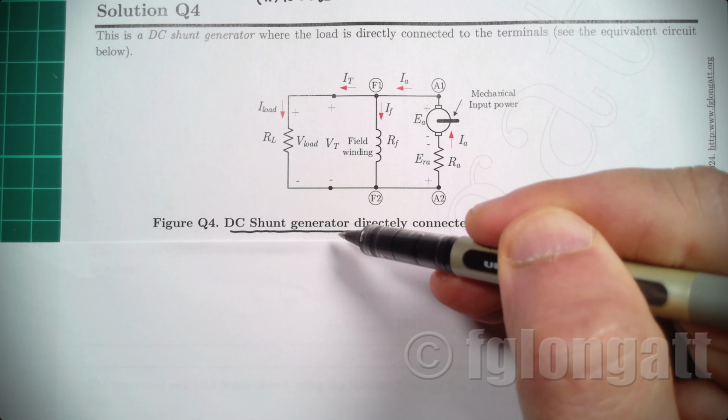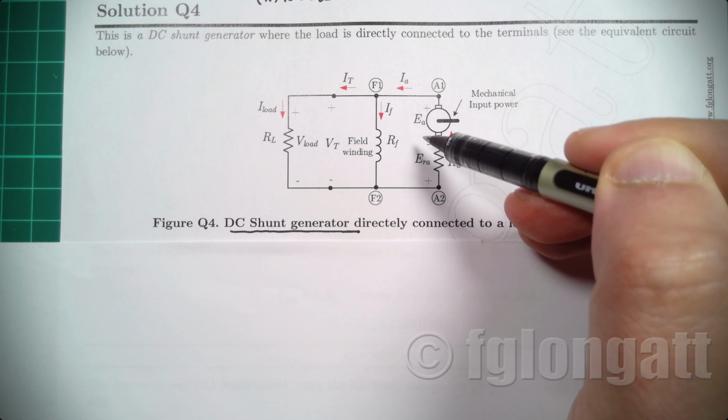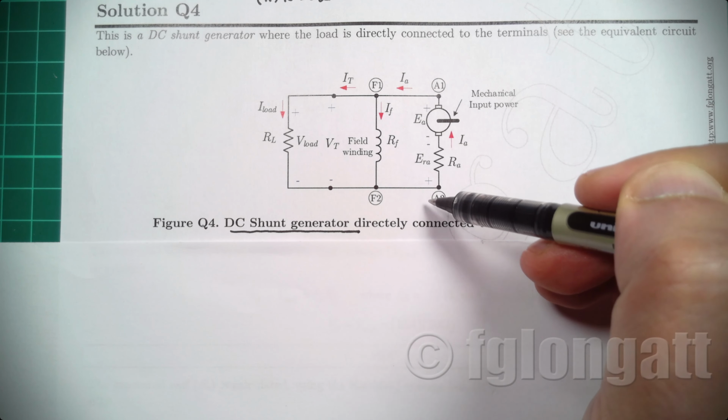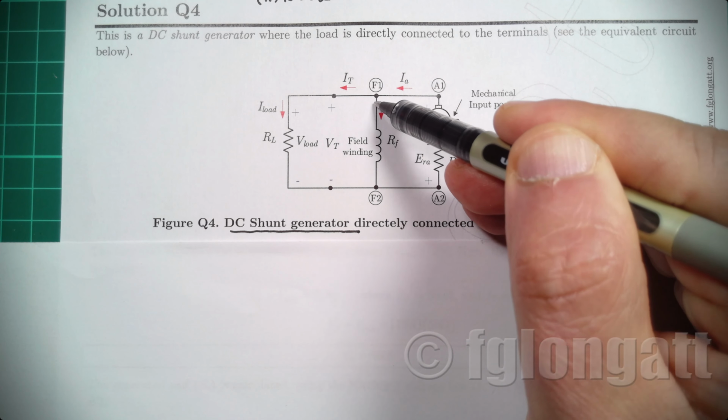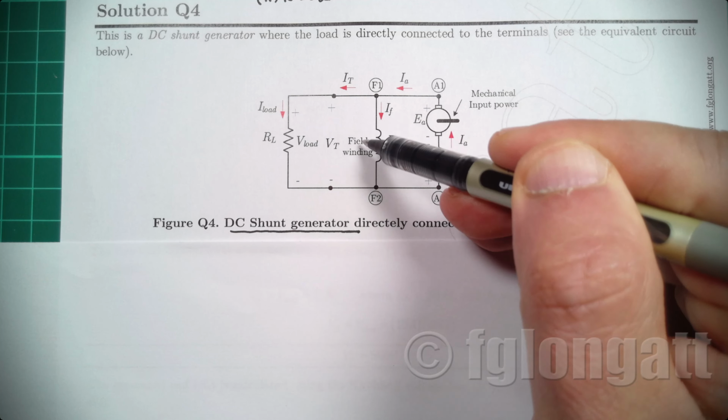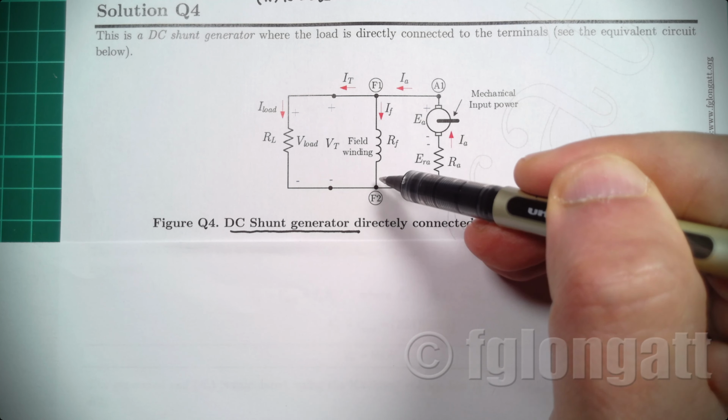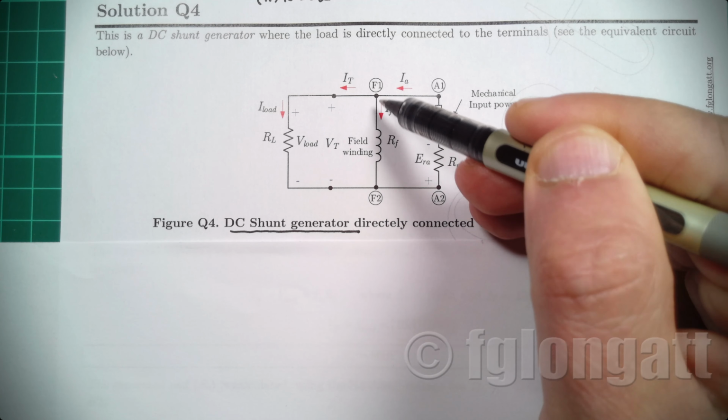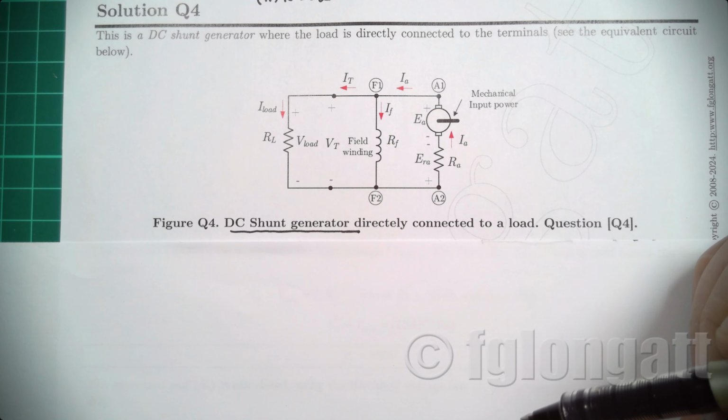So this is a shunt generator because when we establish a voltage here at the armature, that voltage is used to create the field winding current, the current moving on the field winding, creating that.